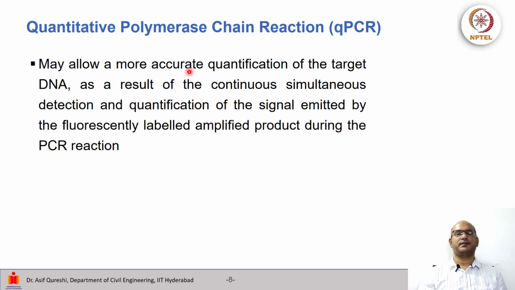This qPCR in general may allow for a more accurate quantification of the target DNA. This could be as a result of the continuous simultaneous detection and quantification of the signal that is emitted by the fluorescently labeled amplified product during the PCR reaction.